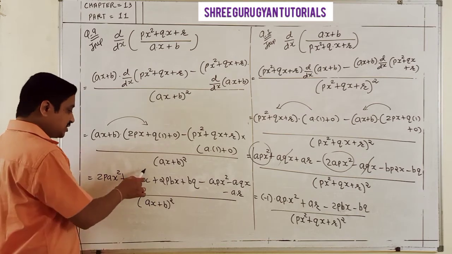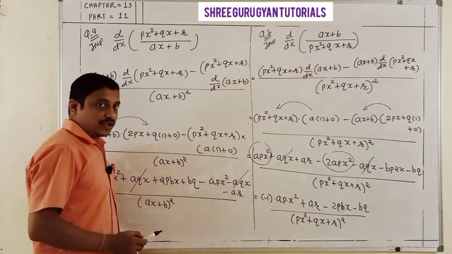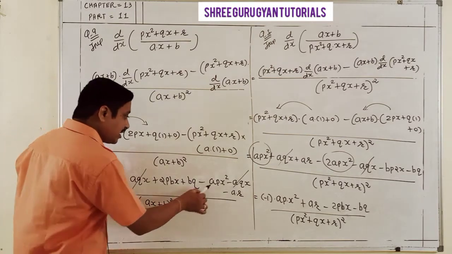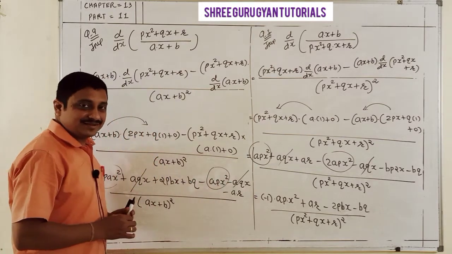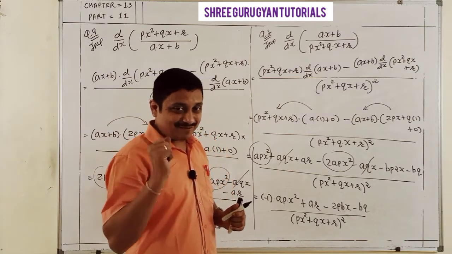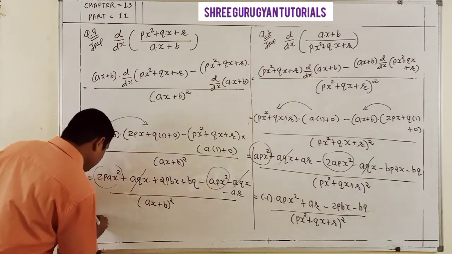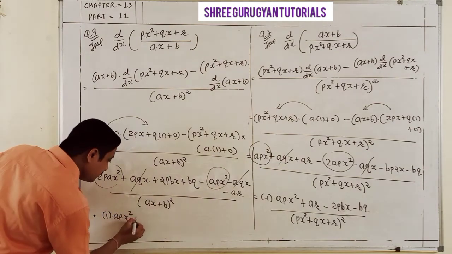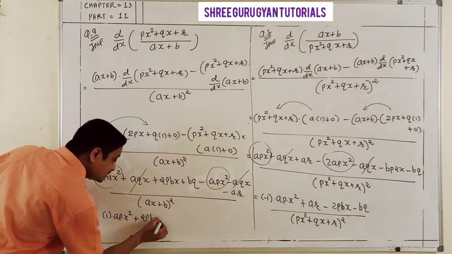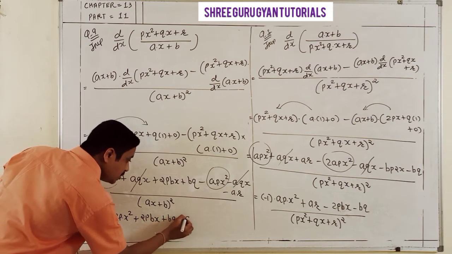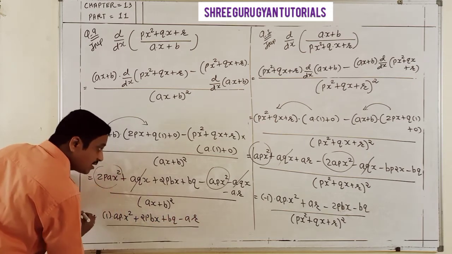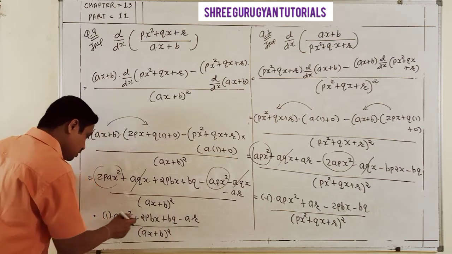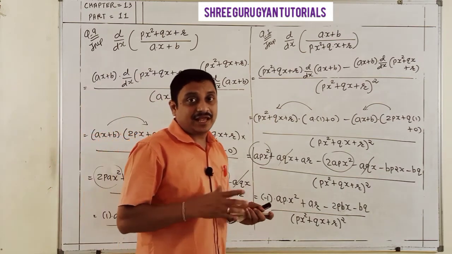So here also you check the like terms: aqx and aqx cancel, 2apx squared minus one time apx squared leaves only one time apx squared. Another term is 2pbx plus bq minus ar, upon the same (ax plus b) the whole square. Here no term is repeated, and that's your answer.